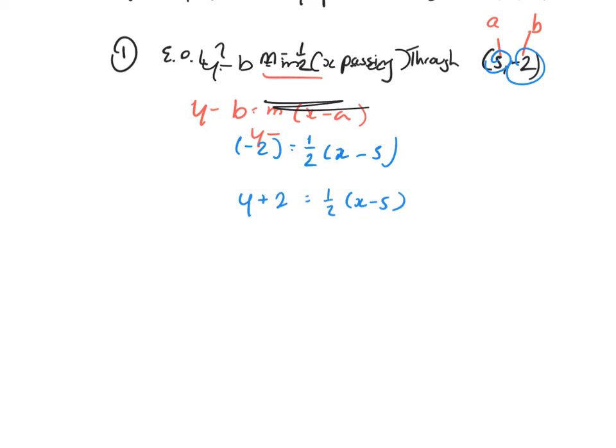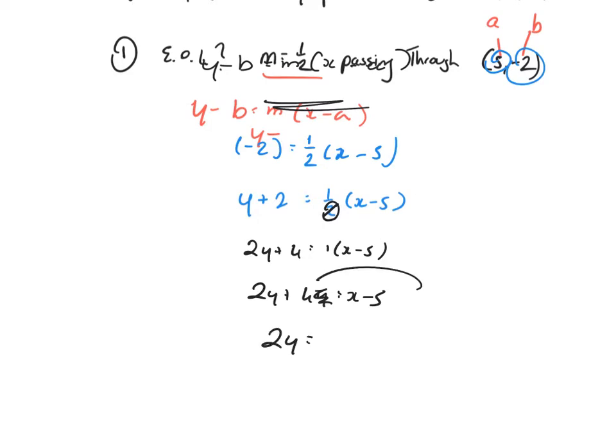Okay, I'm then looking to get rid of this fraction by multiplying through by 2. So that's 2y plus 4 is equal to, well, if I double the half, that just gets rid of that and leaves me with 1 bracket x minus 5. Open that up, 2y plus 4 is equal to x minus 5. And then I can throw that 4 across. That will be 2y equals x minus 5 minus 4, and that will be 2y equals x minus 9. Final answer.